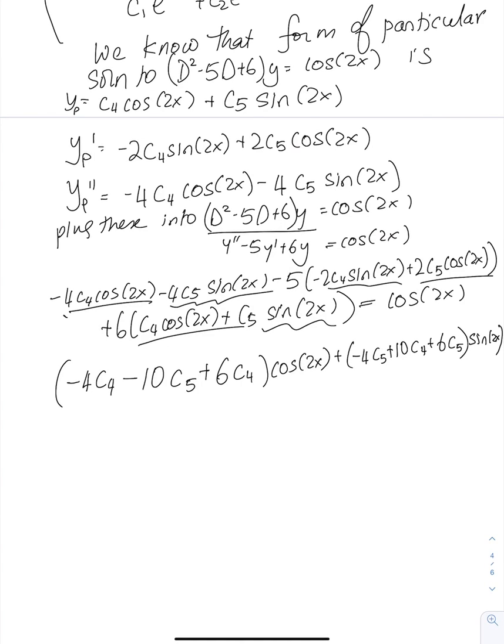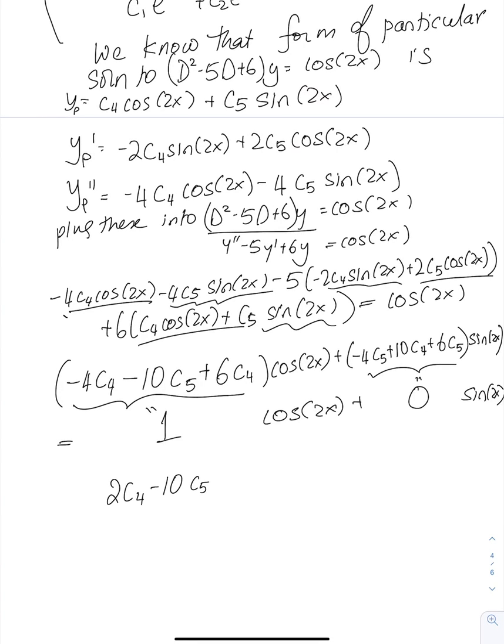Okay, and this needs to be 1 cosine 2x plus 0 sine 2x, right? Of course, cosine 2x is 1 cosine 2x plus 0 sine 2x. Okay, so that tells you, just putting this together, that this should equal 1, and this should equal 0. So just put it together. 2c4 minus 10c5 is 1.